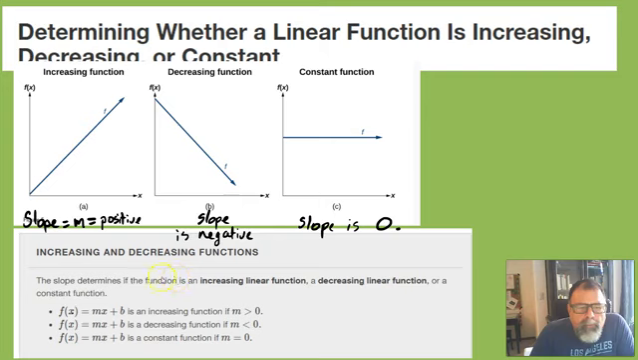Okay, and that's summed up in this graphic right here. If the function's increasing, then the slope is positive, right? Greater than 0 is positive. If it's decreasing, then the slope, m, is less than 0. And if it's a constant function, it's not going up or down, the slope is equal to 0.